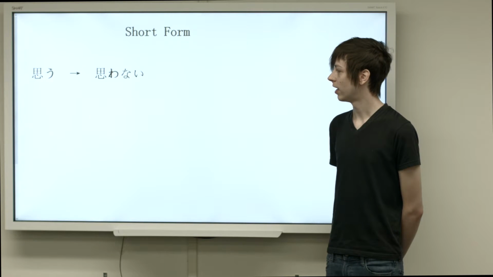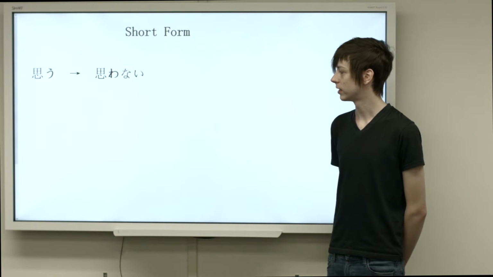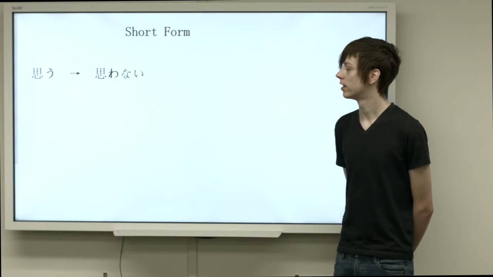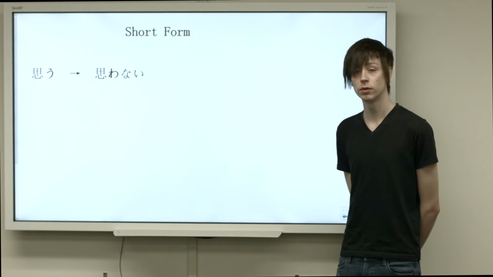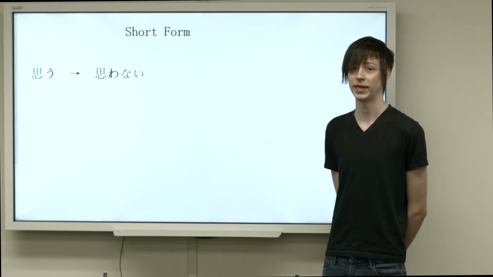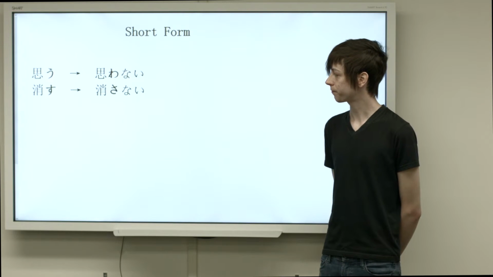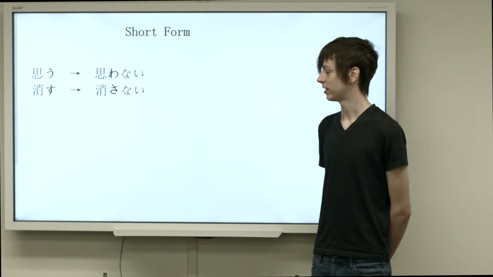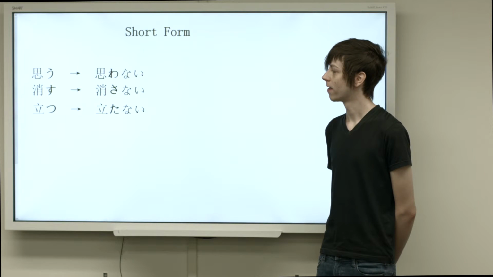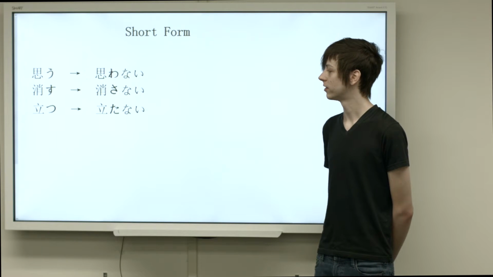Okay, and now let's talk about verbs. So omou, to think. Into short form, it would just be omowanai, because the u turns into wa every time you make something negative. Alright, and then kesu, to erase. Kesanai. Tatsu, the tsu turns to ta, so we say tatanai.